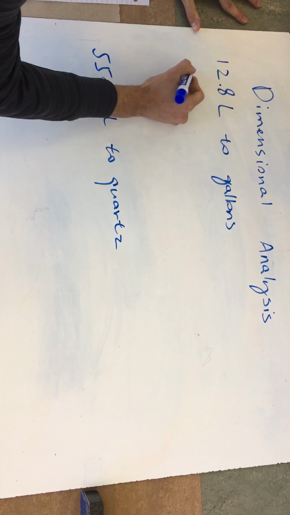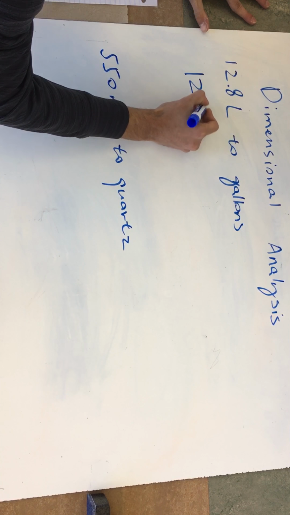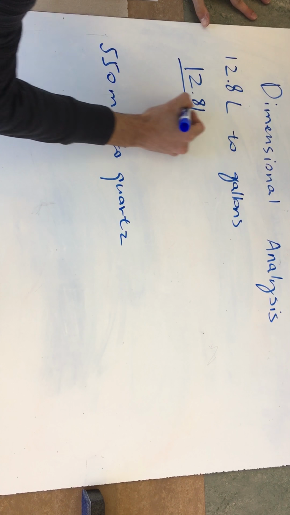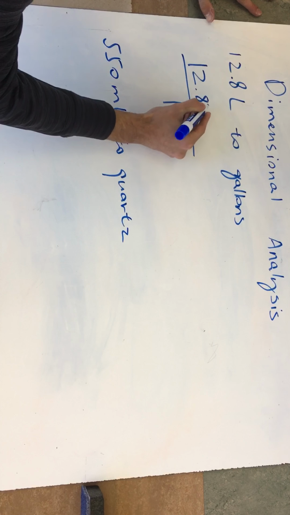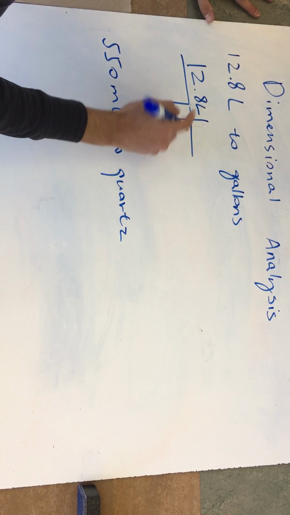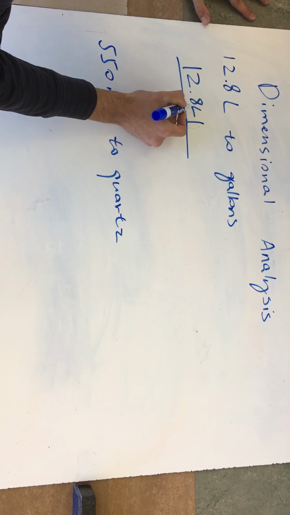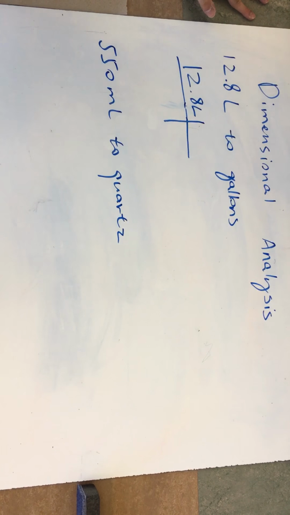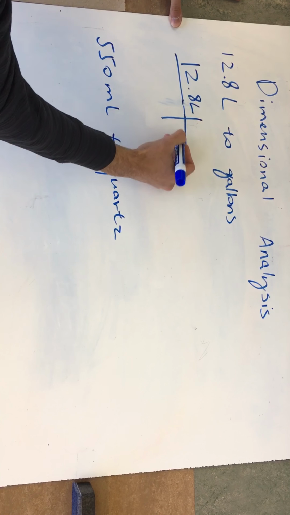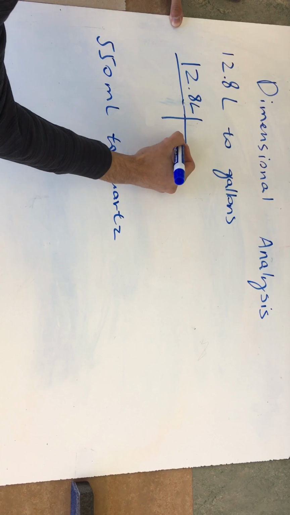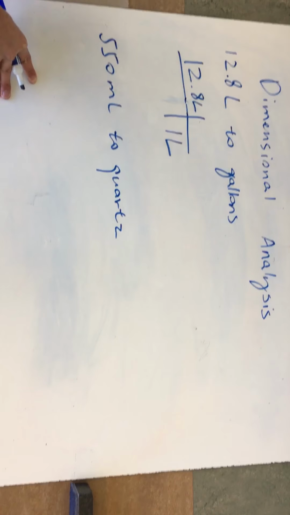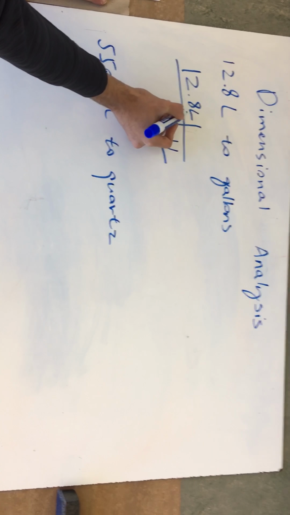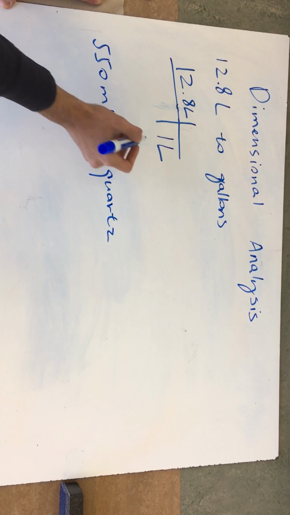We start with the first measurement, 12.8 liters. Sorry. And now for the next part, we need to cancel out the liters. So what we're going to do is put 1 liter on the bottom. What's essentially going to happen is we're dividing a liter by a liter.